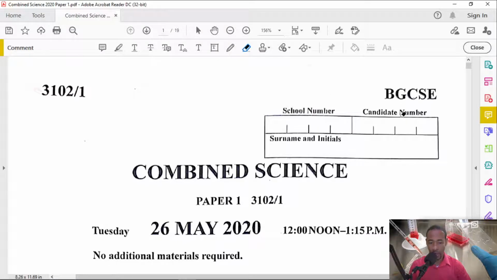Welcome everyone. Today we're looking at a combined science past paper, from 2020, and it is a Paper 1. All right, so let's get into it.